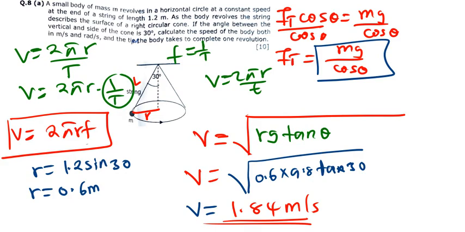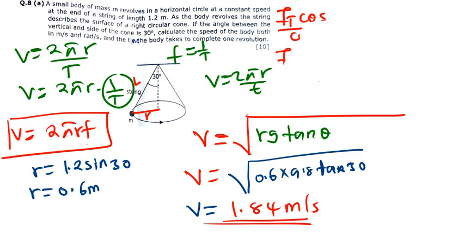Just ask. I'll not be able to see your hand. You can ask if you've got a question. Now, the question again here was to calculate the speed of the body both in meters per second and rad per second. Meaning it's the angular velocity and linear velocity.